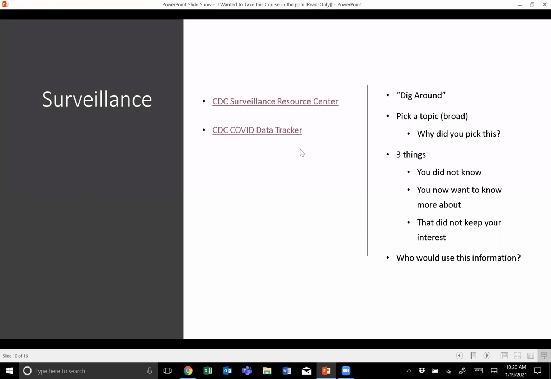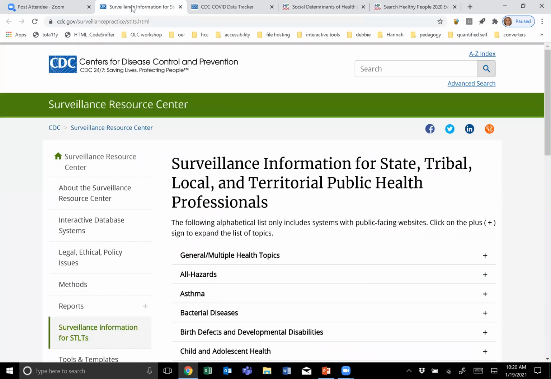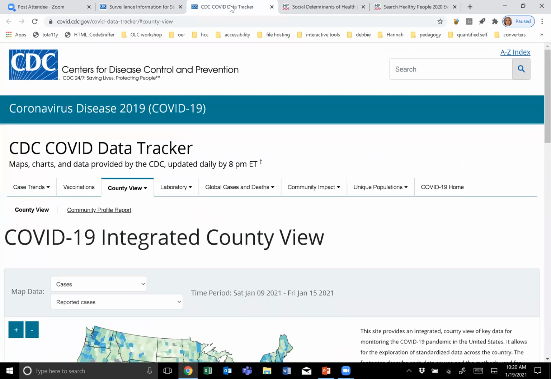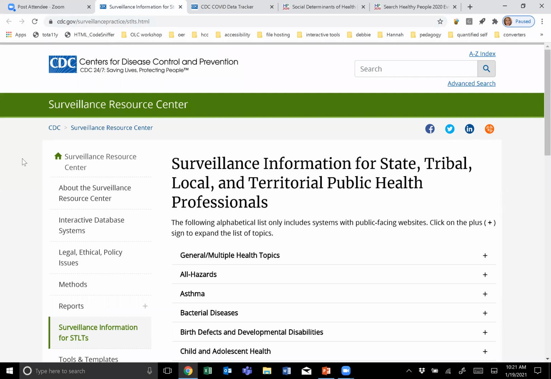So I'm going to shift gears a little bit. I'm going to show you some of these websites that I'm talking about. And chances are good when you first look at them, you're going to say, wow, that is a lot of information. So this is a surveillance resource center, the Centers for Disease Control and Prevention. For those of us teaching public health, they're our huge source of information. And it just so happened that unfortunately, good for a public health course, not great for the world, was the COVID outbreak.